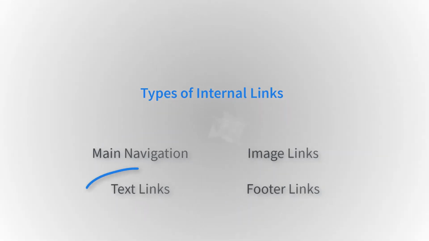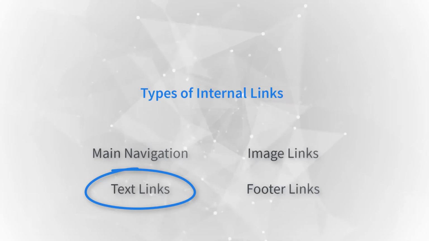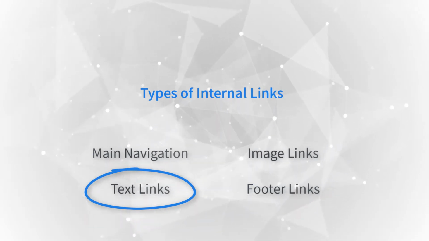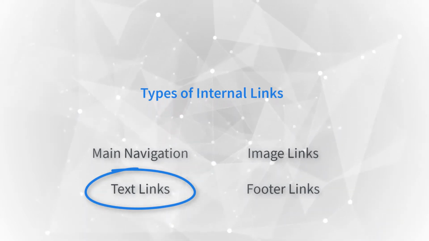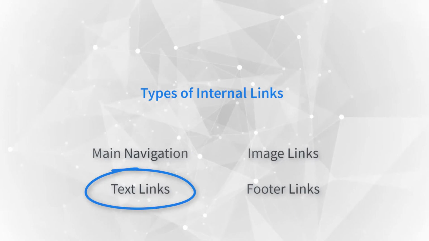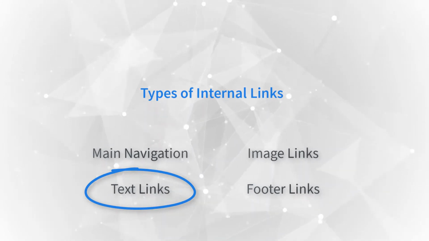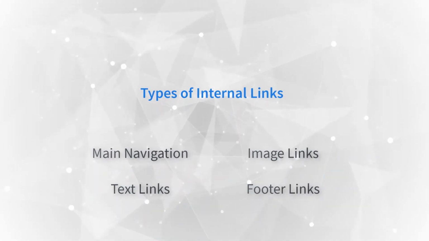The next are text links. So text links are words or phrases within your content that have a hyperlink. Often the text will be formatted with blue text, and sometimes it includes an underline. It doesn't have to be blue, a link can be any color, but that's just the convention. That's the most common color that you'll see. This type of link, the text link, is the most common type of link for an internal linking SEO strategy.